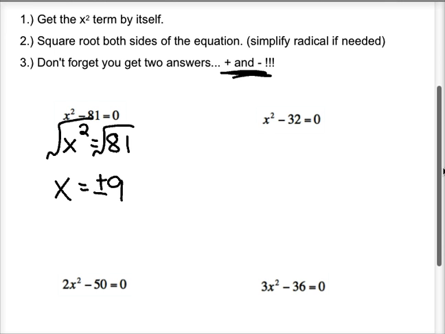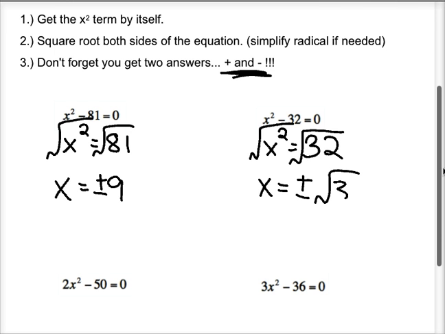All right, so let's apply it to the next one. Again, I need to get the x squared by itself, so I'm going to add the 32 over. I'm going to square root both sides. So that's going to give me x equals, can't forget my plus or minus. Now the 32 is not a perfect square, so it's not going to give me an exactly nice number, but I can pull something out. I can still simplify that, which is why we practice our simplification skills before.